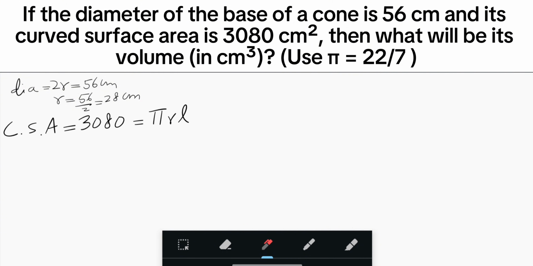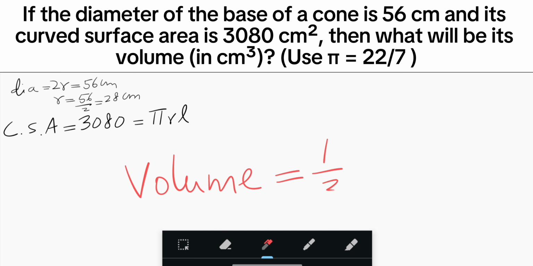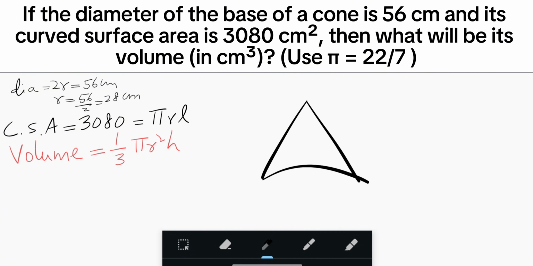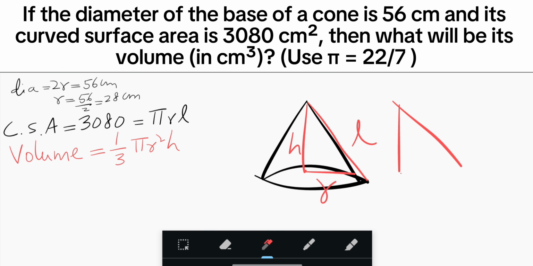Now curved surface area of a cone equals to 3080 centimeter square, which is equal to pi RL. Now they are asking what is the volume of a cone, which is, volume of a cone formula is 1 by 3 pi r square h. This is a cone where this is slant height, this is height, and this is radius. This looks exactly like a right angle triangle. So R, H, L are Pythagorean triplets.